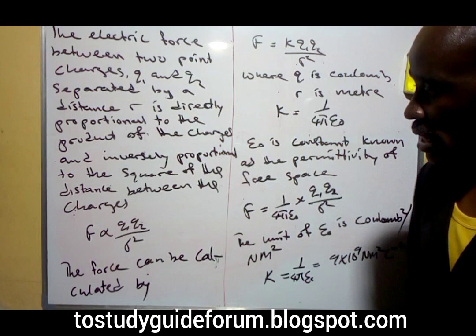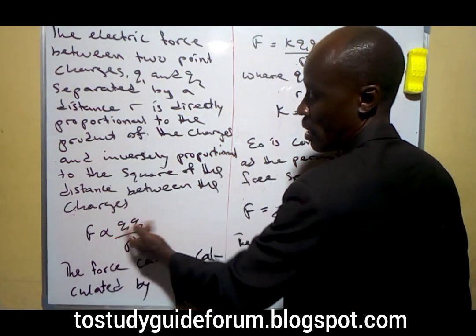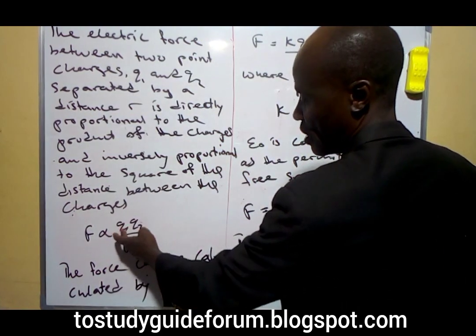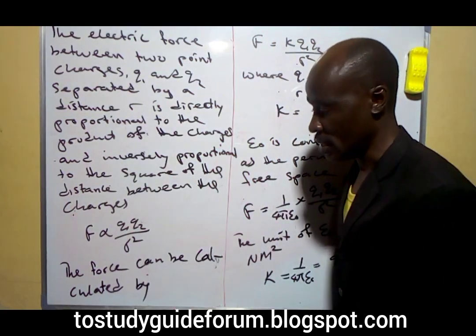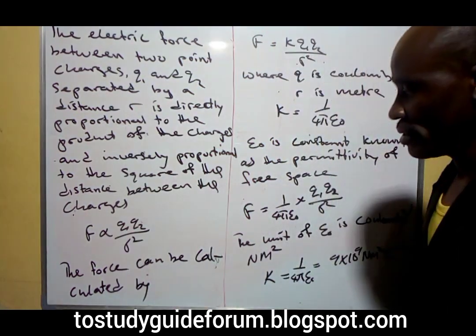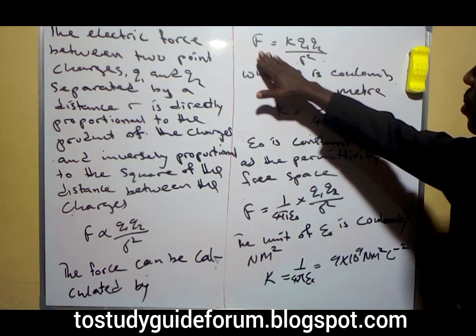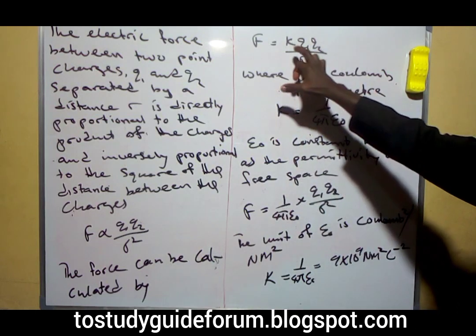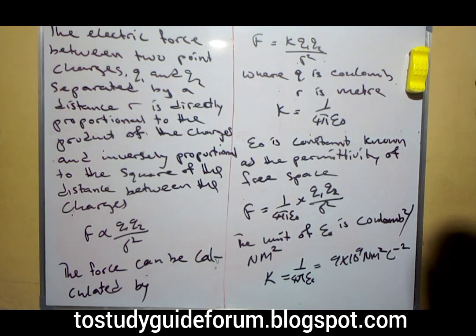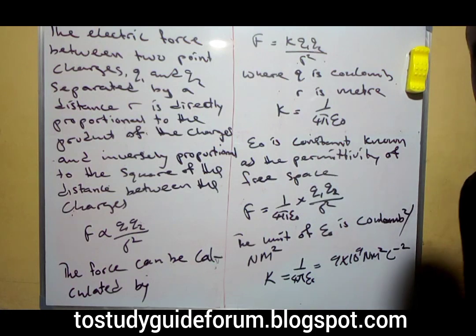That means mathematically, force is directly proportional to the product of the first charge and the second charge over the square of their distance, which is r there. And the force can be calculated. To calculate the force, you substitute all the necessary information here, where we have k, which is our constant, and Q is measured in coulomb, that is the charge, and r, which is our distance, is measured in meter.